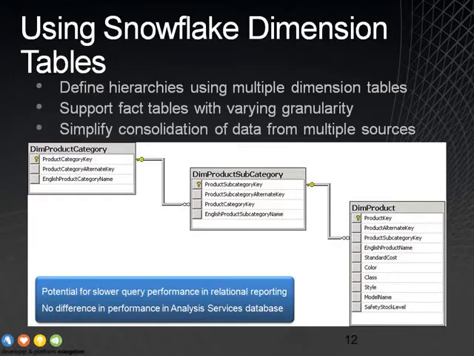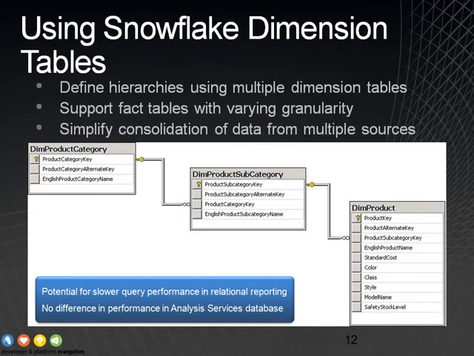A special type of dimension structure is called the snowflake. We use the snowflake structure when we have a hierarchy that requires multiple dimension tables. There's many reasons why we might choose to do this. Now, of course, earlier we said that having a denormalized structure was better because it reduced the number of joins and thereby reduced the time required to return a query result. But depending on how you're planning to use a dimension, using a snowflake isn't necessarily bad.